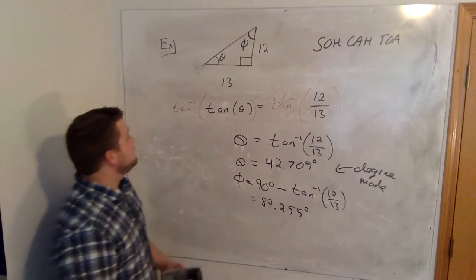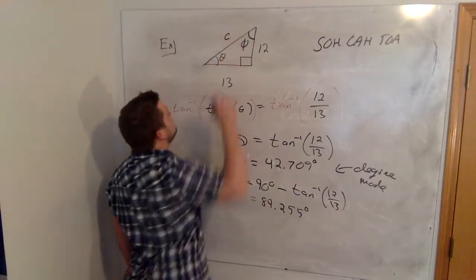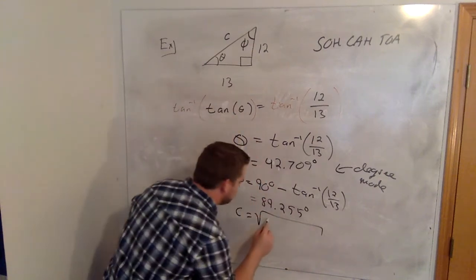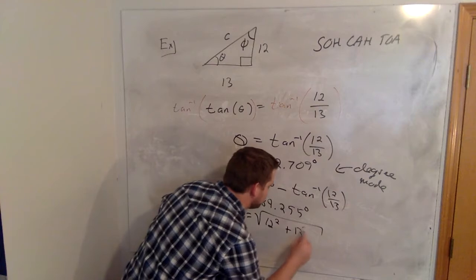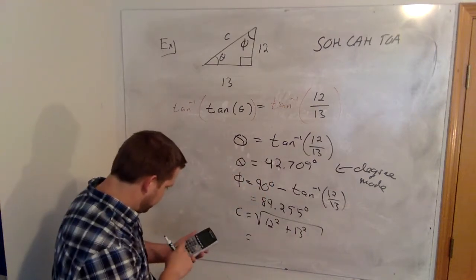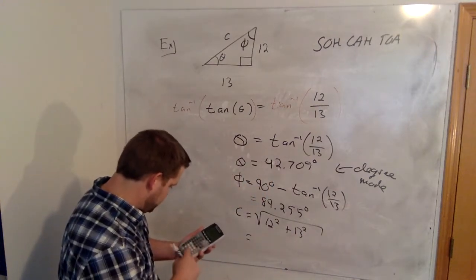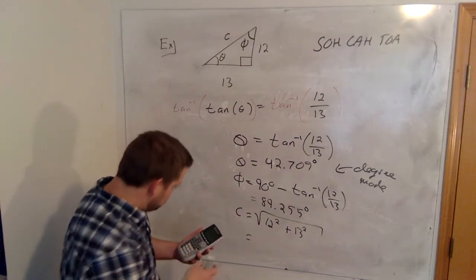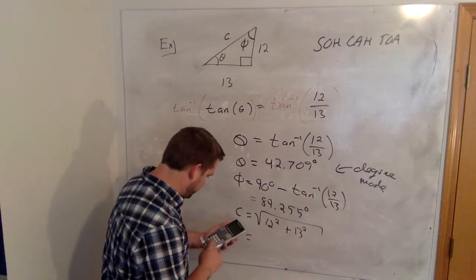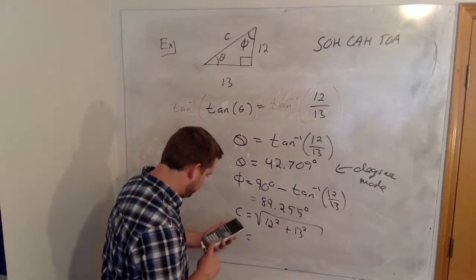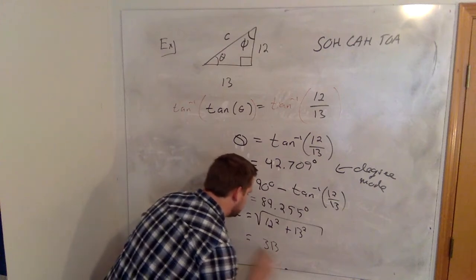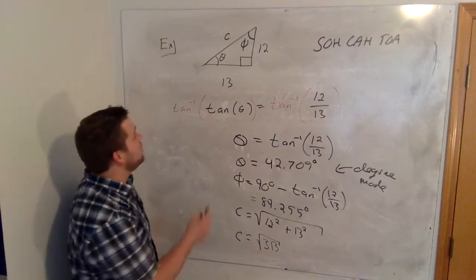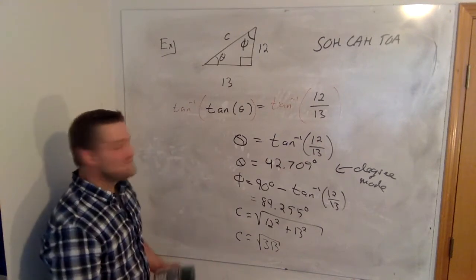Now the only thing we don't know is the hypotenuse. How about we call the hypotenuse c? So c will be equal to the square root of 12 squared plus 13 squared. Maybe we'll do it exact. What's 12 squared plus 13 squared? That's 313. So c is the square root of 313. Now we know everything about this triangle: all of its angles and all of its sides.